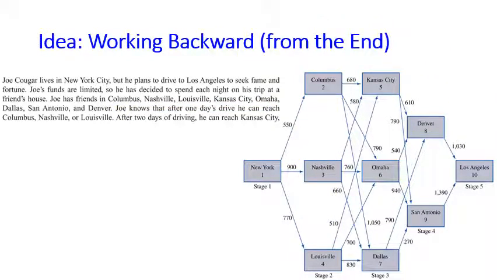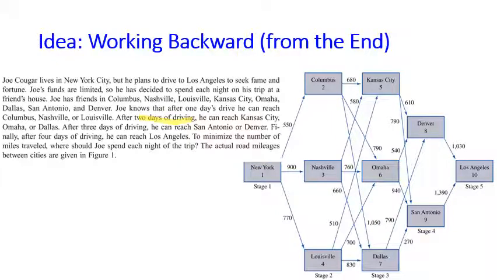Okay, so if we continue reading this description, it says that after 2 days of driving, as I've said before, he can reach these three cities here: Kansas City, Omaha, Dallas, and then after 3 days of driving, he can reach either San Antonio or Denver, and finally, he can reach Los Angeles.